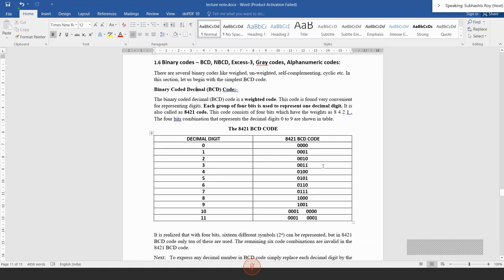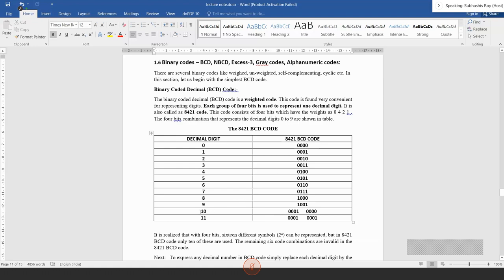But when you are using a BCD code to represent a decimal digit, you need to follow this 4-bit combination format, this 8421 combination format. The 8421 format is nothing but the weight of each digit. BCD code has a 4-bit representation. Using 4 bits it can only represent a single digit.